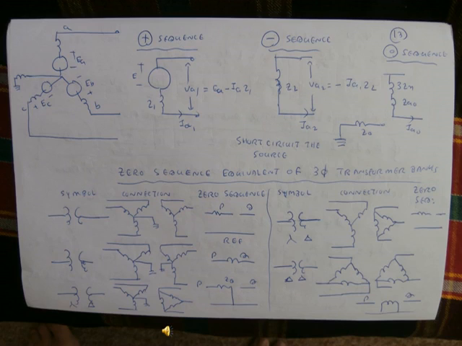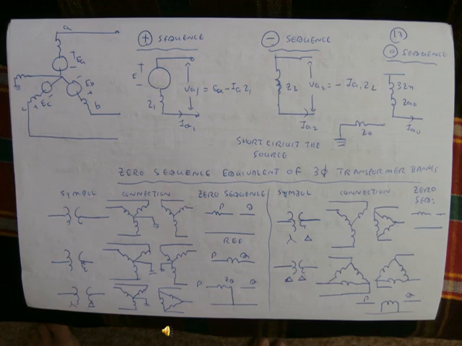Similarly, both primary and secondary are connected in star connection, and those star points are connected to the ground. So in this case, we draw the zero sequence impedance diagram. And also the primary is a star connection connected to ground, and the secondary is a delta connection. So we draw a zero sequence impedance diagram. And similarly, primary star not connected to ground, and the secondary delta not connected to ground. We can draw the zero sequence impedance diagram.